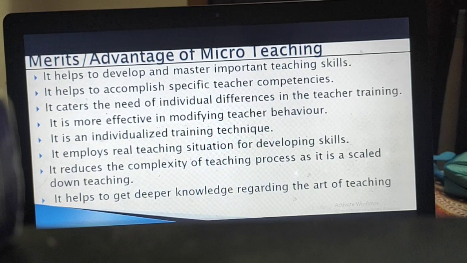Last point, it helps to get deeper knowledge regarding the art of teaching. Through this teaching skill, the teacher acquires the art of teaching skills.